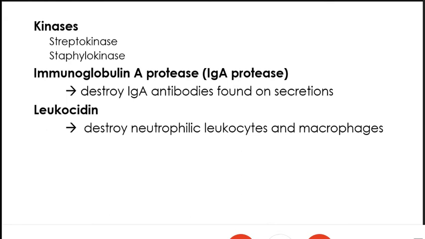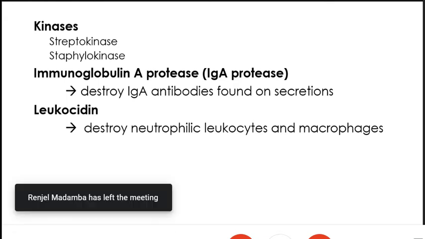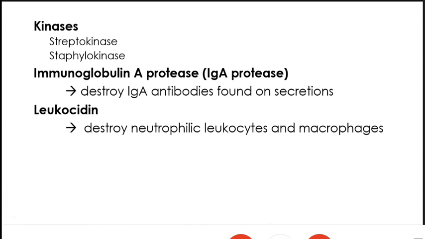So you also have your immunoglobulin A protease or your IgA protease, which destroys IgA antibodies found on secretions. Hello, ma'am. Yes. Ma'am, IgA is for prevention of bacterial and viral invasion. So the protease inhibits the IgA in order for the bacteria or virus to invade the mucous membrane. Okay, and your leukocidin?